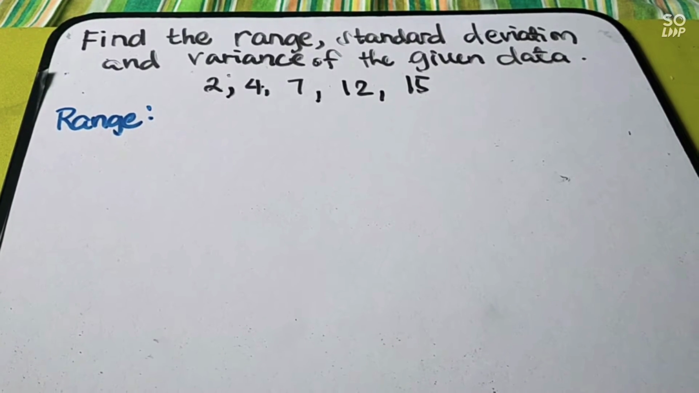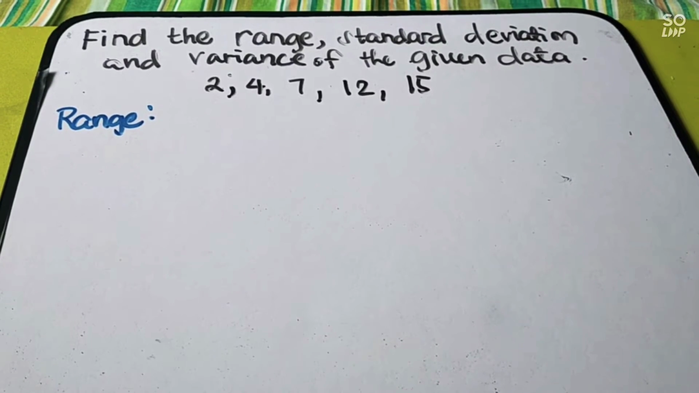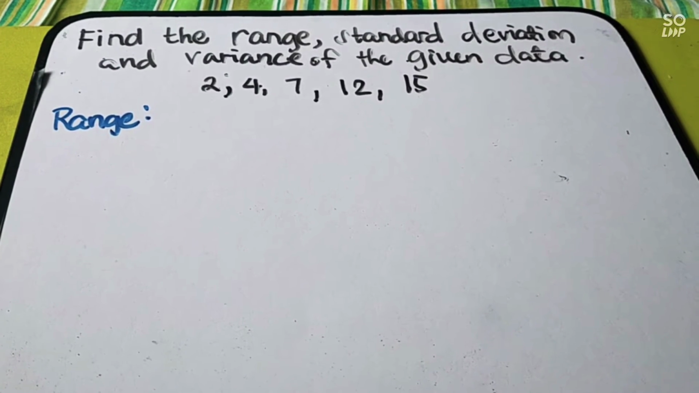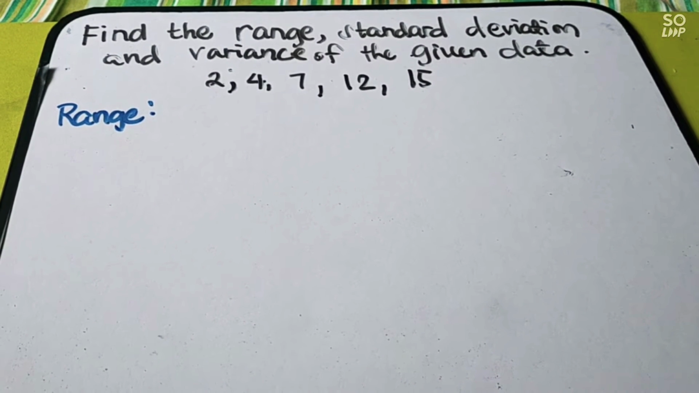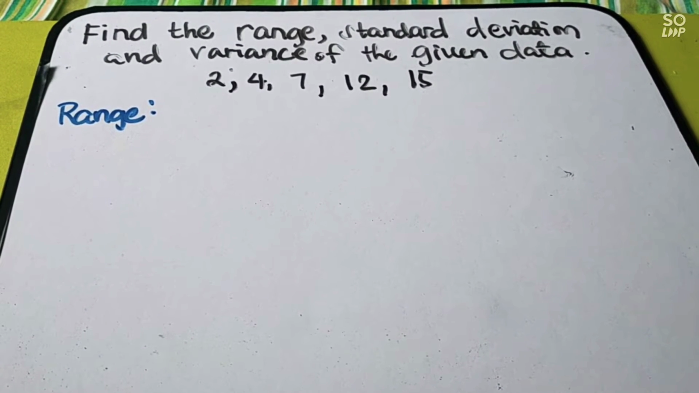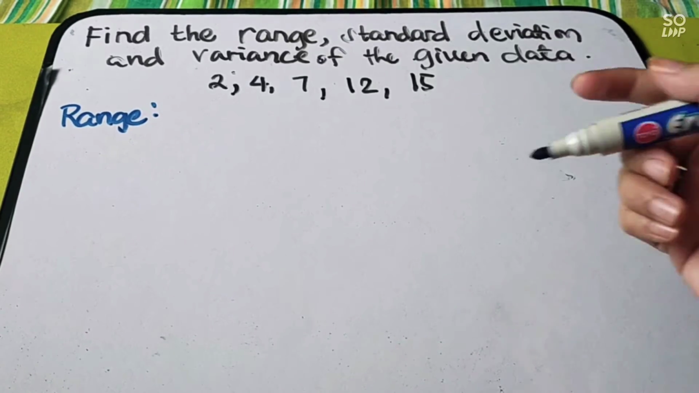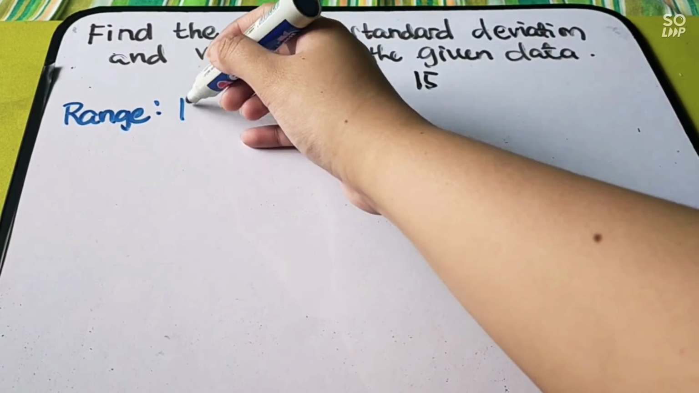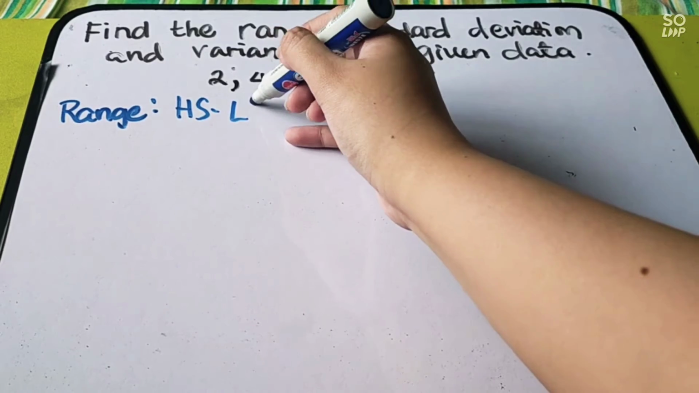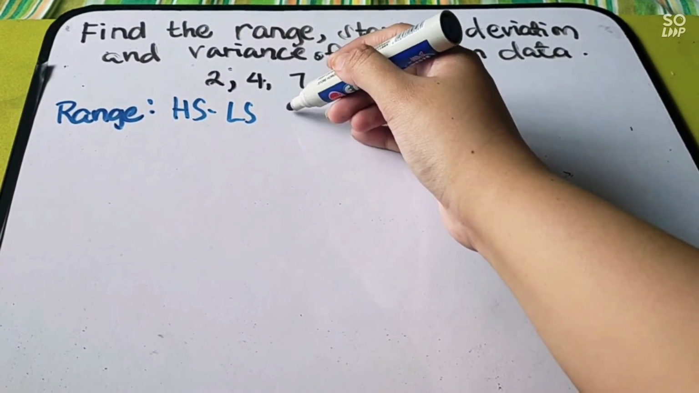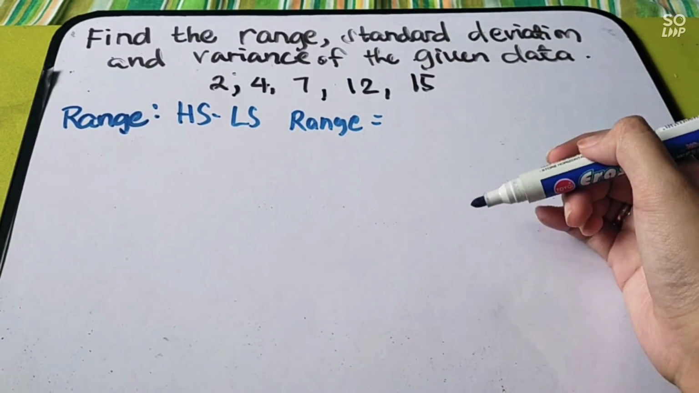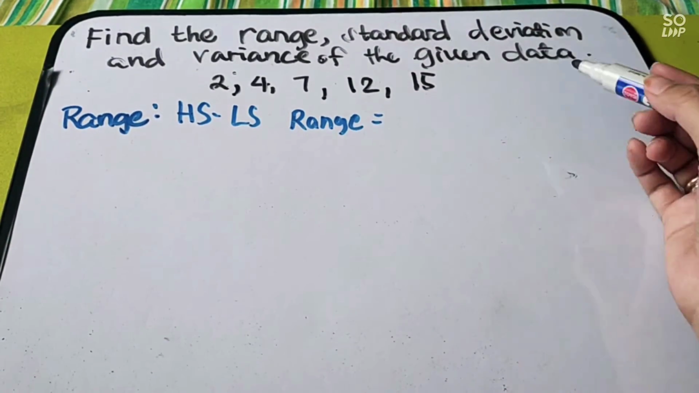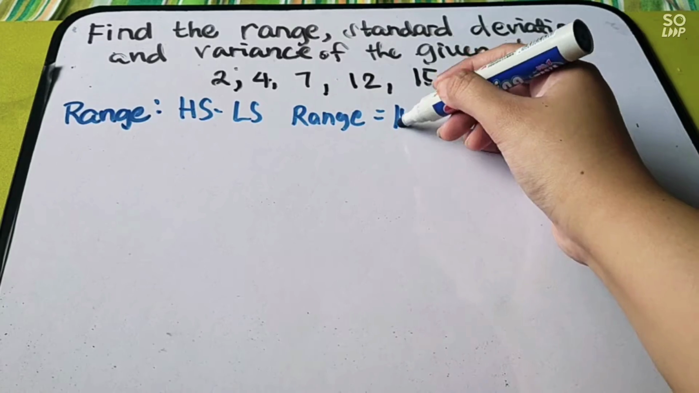Find the range, standard deviation, and variance of the given data. We have the given of 2, 4, 7, 12, and 15. Now, let us find the range. So, for us to find the range, sabi dito, we have the highest score minus the lowest score lang. So, your range here is equal to, what's the highest score in 2, 4, 7, 12, and 15? Obviously, we have here 15.